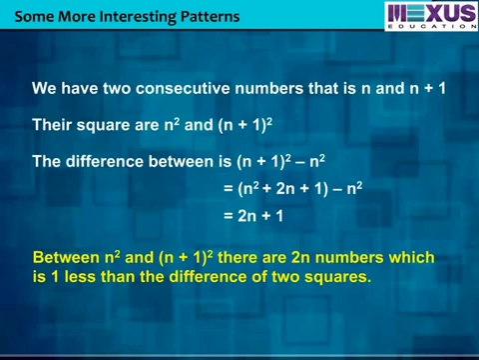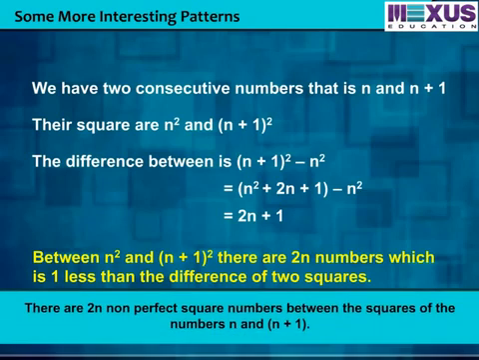We find that between n square and n plus 1 whole square, there are 2n numbers, which is one less than the difference of the two squares. Thus, in general, we can say that there are 2n non-perfect square numbers between the squares of the numbers n and n plus 1.